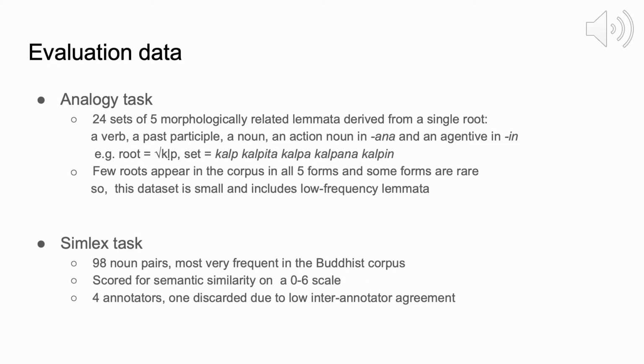For the semantic similarity task, we had 4 annotators rating the semantic similarity of 98 pairs of frequent nouns on a scale from 0 to 6. The scores of one of the annotators were then discarded due to low inter-annotator agreement.